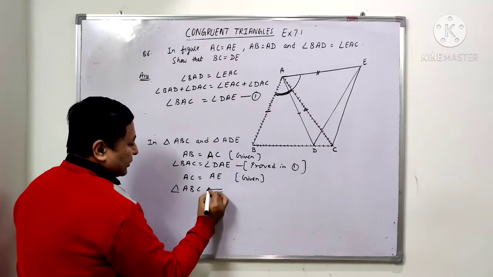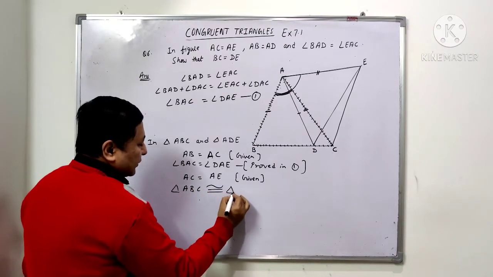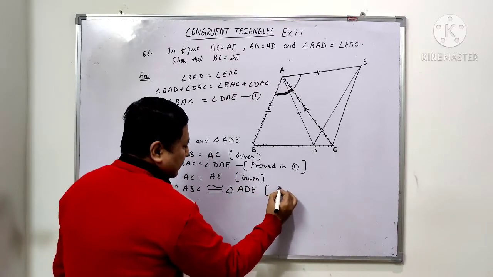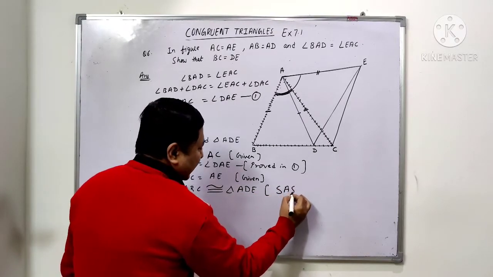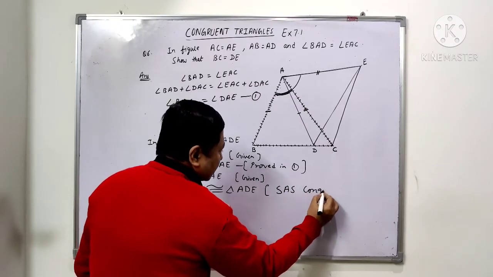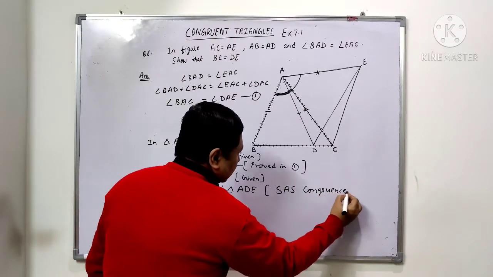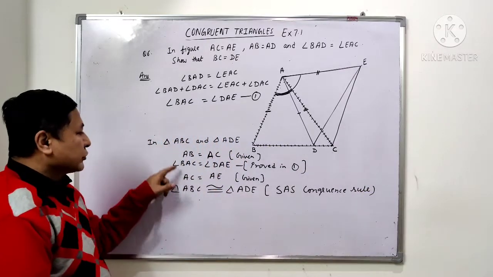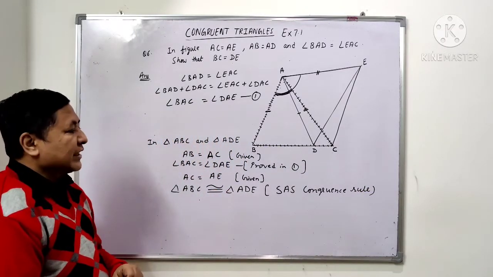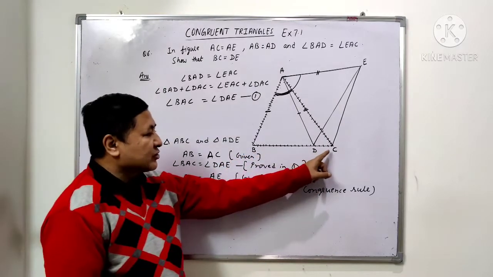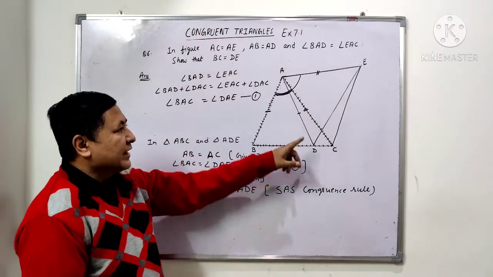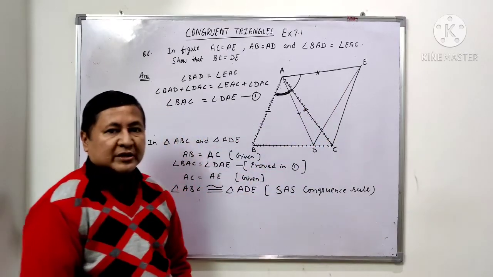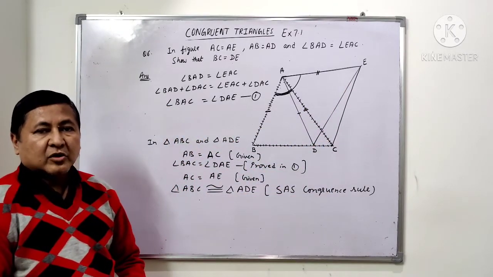Triangle ABC is congruent to triangle ADE by the congruence rule known as the side angle side congruence rule. Now these two triangles are congruent. We have already used two sides. Now one more side is left, and what is that side? That is BC. And in triangle ADE, what is the third side? That is DE. So these two are corresponding sides, corresponding parts of congruent triangles.